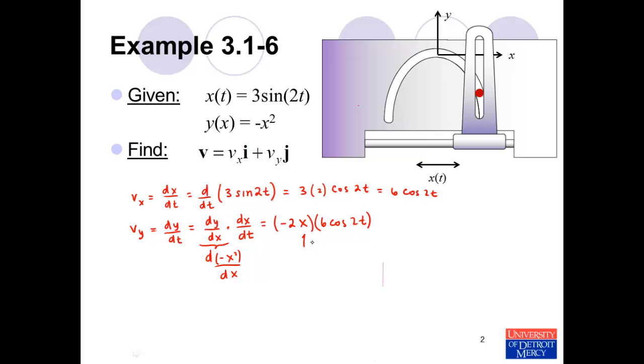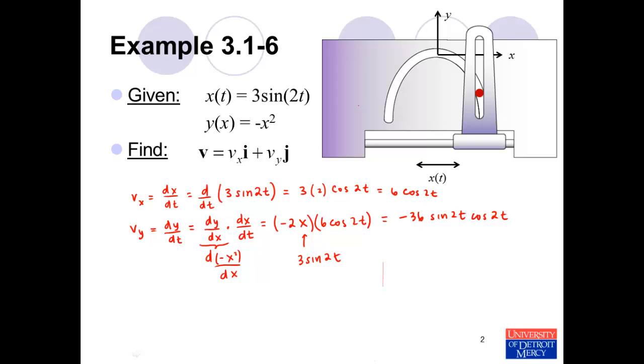Substituting in for x, we know that x is 3 sine 2t. So if we expand that out, we have negative 2 times 3 times 6, which is negative 36, times sine of 2t times cosine of 2t. Then we're essentially done. That is the x component of the velocity and the y component of the velocity.